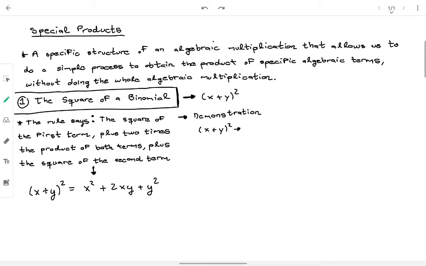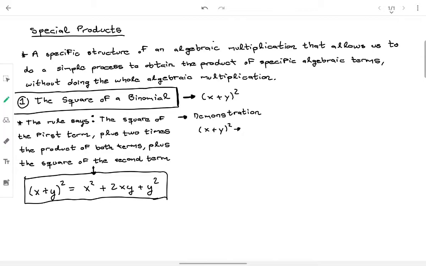So the first that we are going to see is the square of a binomial. The rule says the square of the first term plus 2 times the product of both terms plus the square of the second term. So in this case, we can see here on the bottom part the rule. If we have a binomial squared, the rule will be the first squared plus 2 times the first and the second one multiplied plus the second one squared.